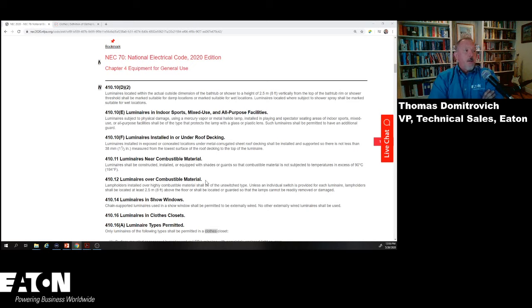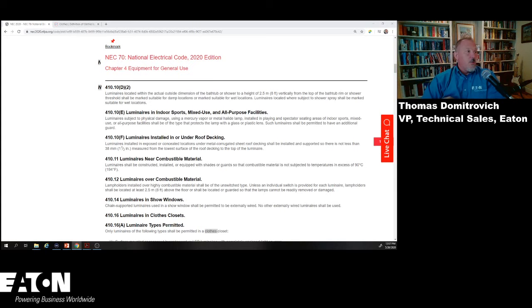And then there's luminaires over combustible material. Lamp holders installed over highly combustible material shall be of the unswitched type. Unless an individual switch is provided for each luminaire, lamp holders shall be located at least 8 foot above the floor or should be located or guarded so that the lamps cannot be readily removed or damaged. So to Gary Beckstrand's point, you have the luminaires near combustible material in 410.11 and 410.12, luminaires over combustible material.